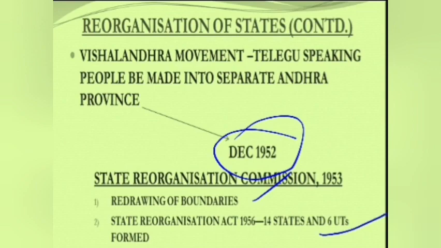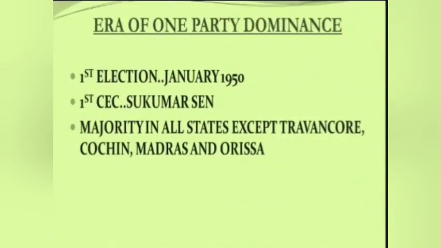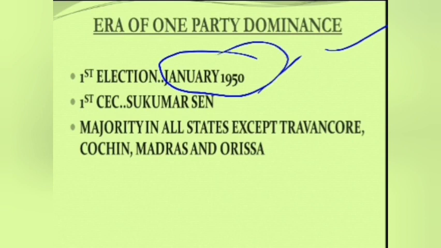So 14 states and 6 UTs were formed. I've already dealt with that. So the era of one party dominance was there. The first election was held in 1951-52, with Sukumar Sen as the first CEC. Congress won a majority in all states except Travancore, Cochin, Madras and Orissa. In these states there was no majority, but except for these, there was a majority.